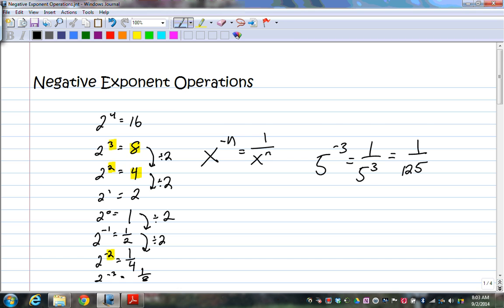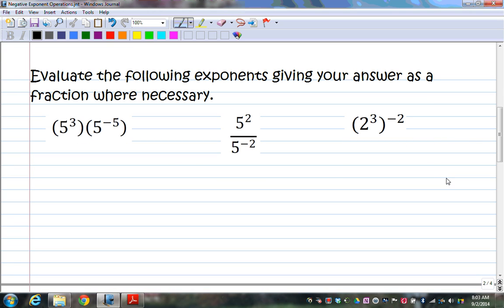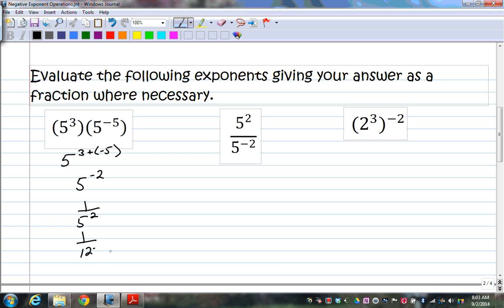Okay? Now let's do some things with it. Here, I have a statement that says evaluate the exponents and give your answer as a fraction where necessary. What that means is don't leave negative exponents. So if you have a negative exponent, put the whole thing down in the denominator. First one is 5 to the 3rd times 5 to the negative 5th. Remember, for this, you would add the exponents. This is 5 to the negative 2. I don't want that negative exponent, so I put it in the denominator: 1 over 5 to the 2nd, which is 1 over 25.